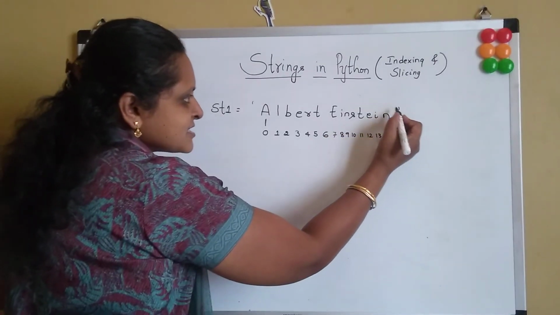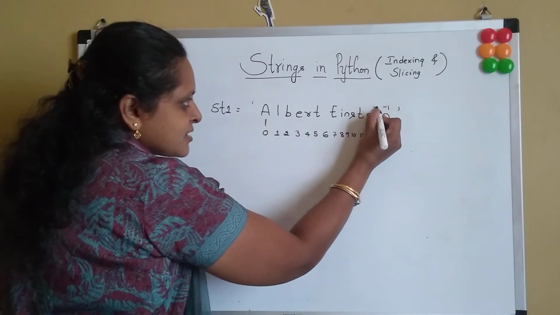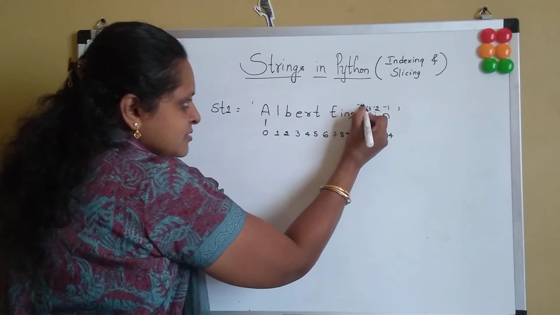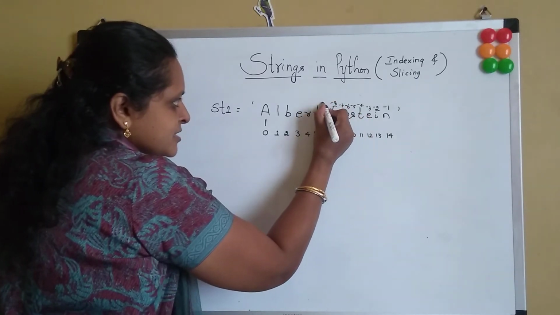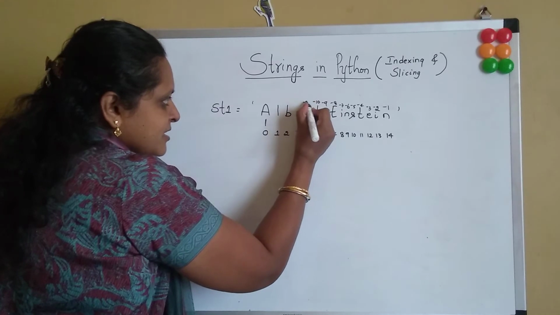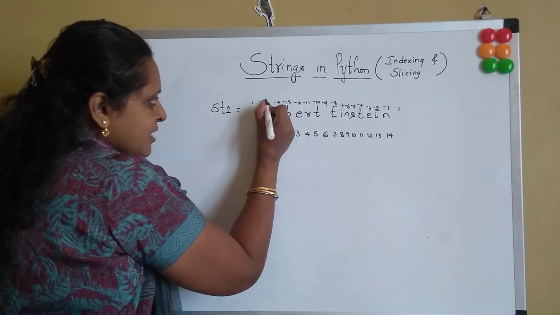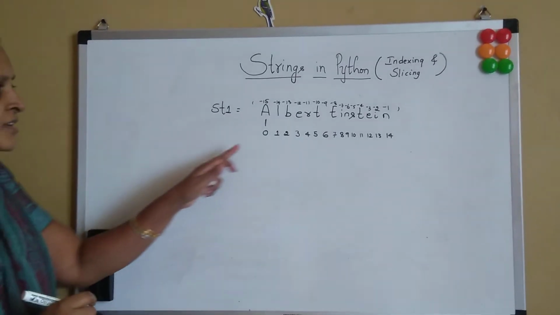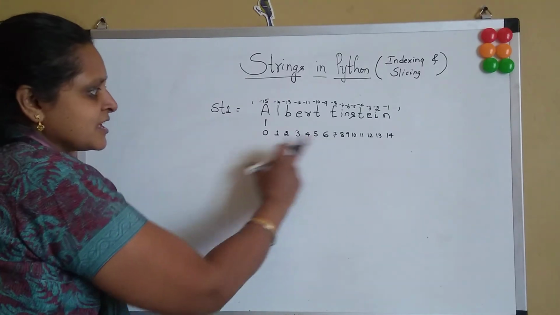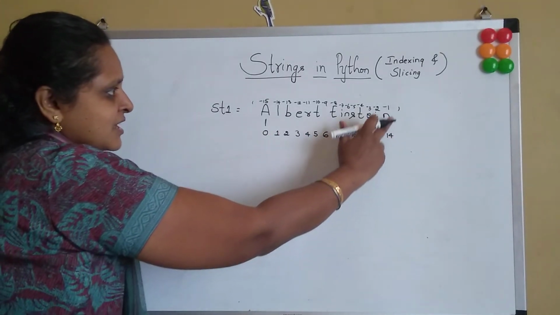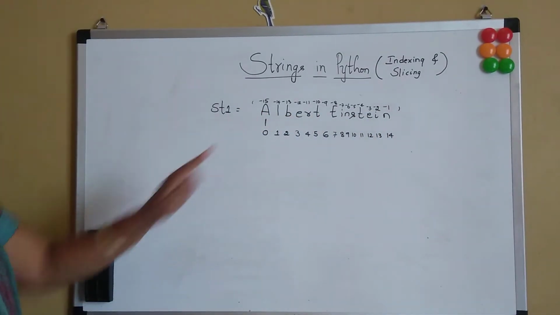Also, there is negative index. We have to traverse in the reverse order. The last character will be -1, -2, -3, -4, -5, -6, -7, -8, -9, -10, -11, -12, -13, -14, and then -15. So the positive index ranges from 0 to n-1. If the length of the string is n, it will range from 0 to n-1, and the negative index will range from -1 till it comes to the beginning of the string.